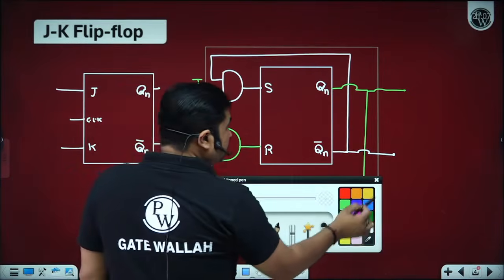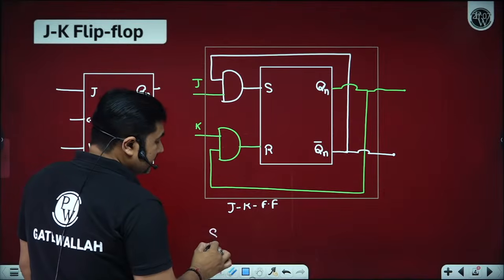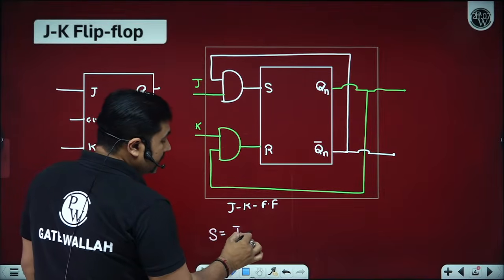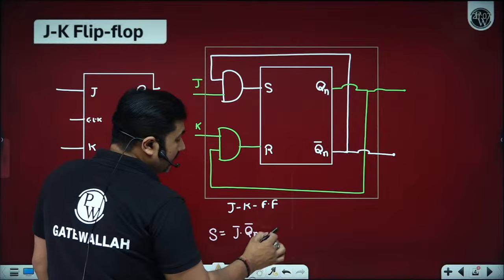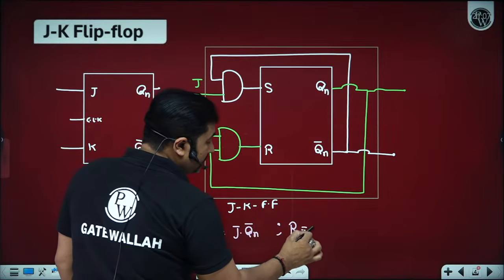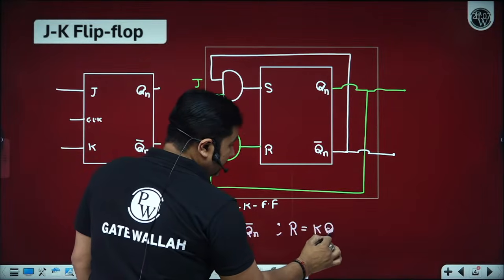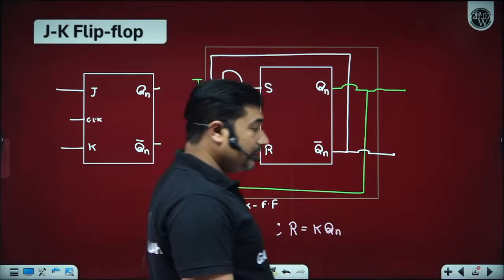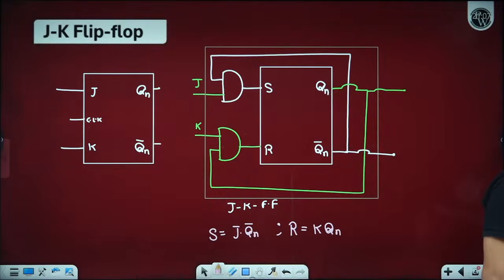Now if you observe, what is S? S is equal to J Qn bar and R is equal to K Qn. How many of you are able to understand up to this part? Please let me know by writing in the comment section, beta ji.